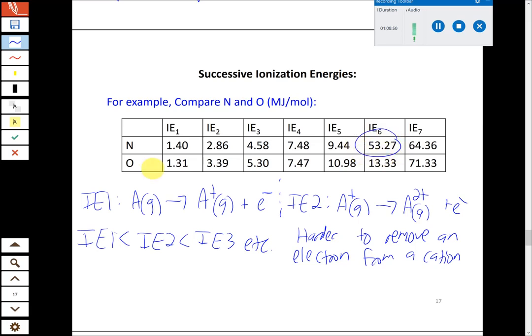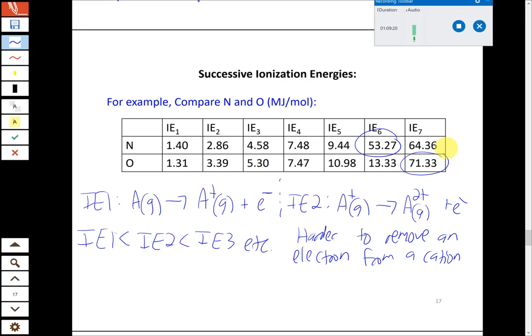And then if we go for oxygen, we see that, again, gradual increases, 1.31. Oxygen is a little bit lower because of that exception in the trend, group 5 to group 6. And then we go 3.39, 5.3, 7.47, 10.98, 13.33, gradual increase, and then boom, huge jump at 7, going all the way up to 71.33. So we see at some point you get to a place where the ionization energy jumps by a huge amount, and that's going to occur after you've removed all of the valence electrons.